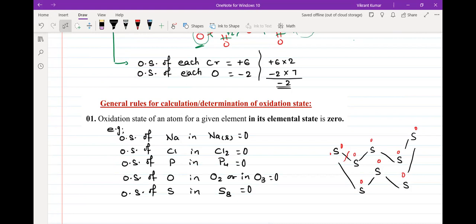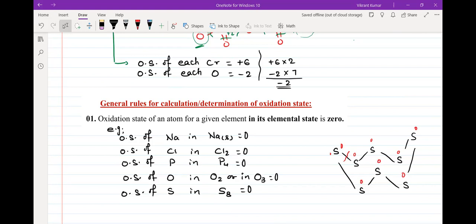So that's the first rule: whenever we get any element in its elemental state, without any ionic charge. It is not like I wrote I3 minus or I minus, that is not the point. So in elemental state without any charge, we'll say the oxidation state of the element will be zero. Is it okay?